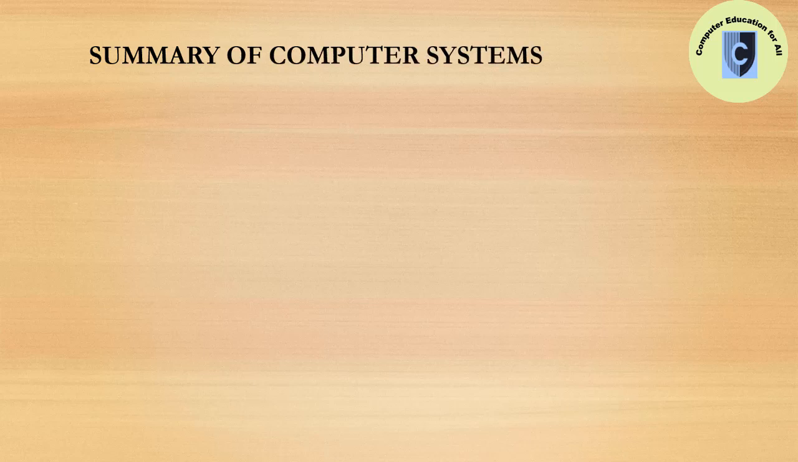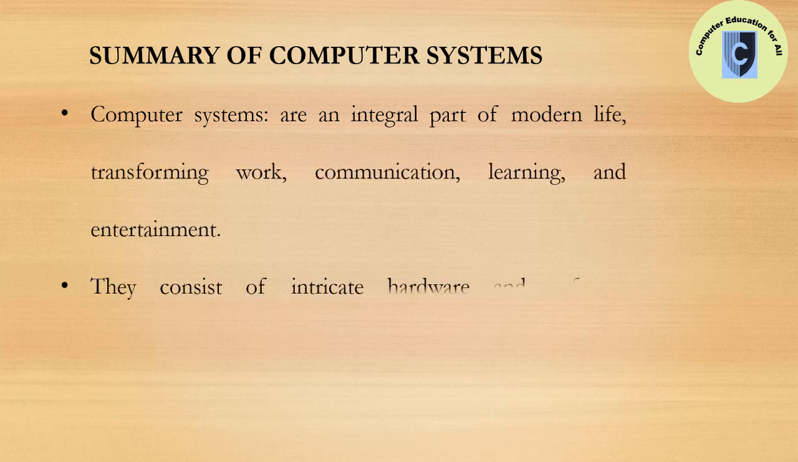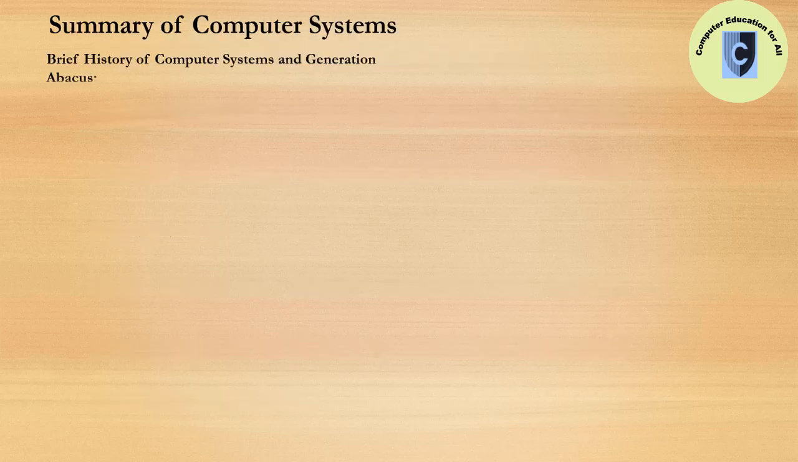Today's topic, Summary of Computer Systems. Computer systems are an integral part of modern life, transforming work, communication, learning, and entertainment. They consist of intricate hardware and software components that collaborate to process information and accomplish various tasks.